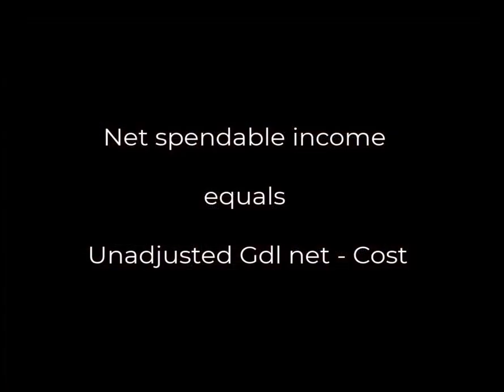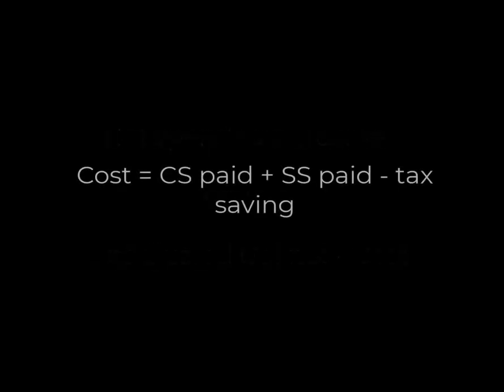The reason for this is that net spendable income is defined as the unadjusted guideline net income minus the cost benefit, where cost is child support paid plus spousal support paid minus tax saving. The tax saving is the saving resulting from payment of spousal support.